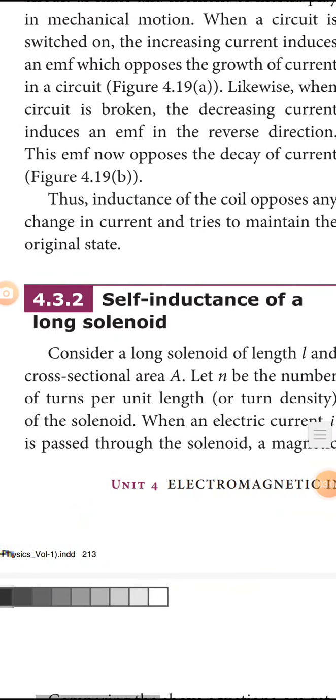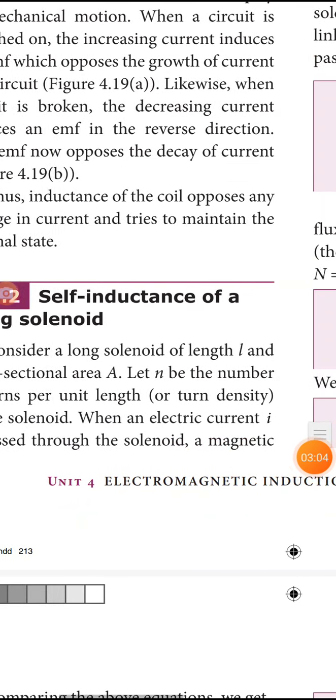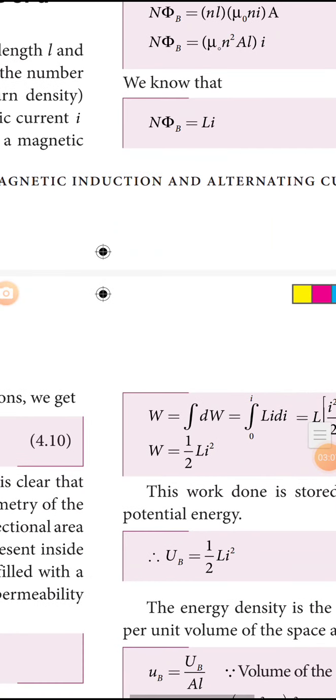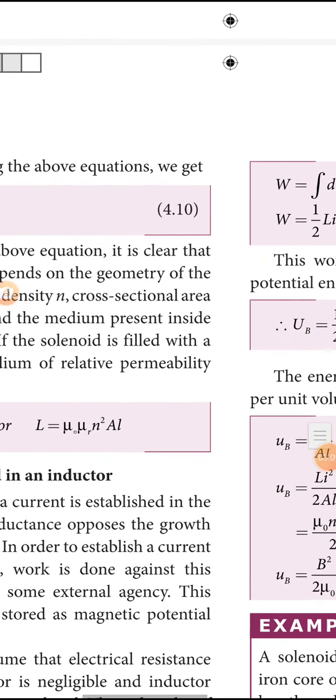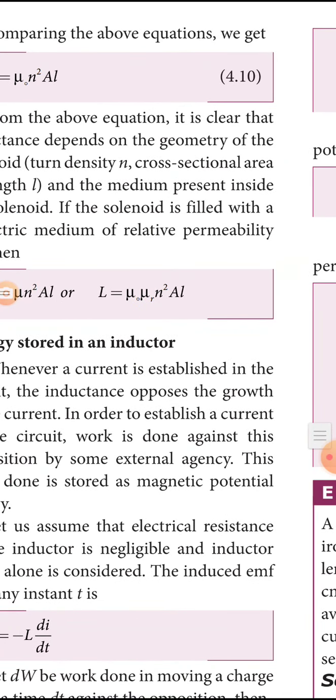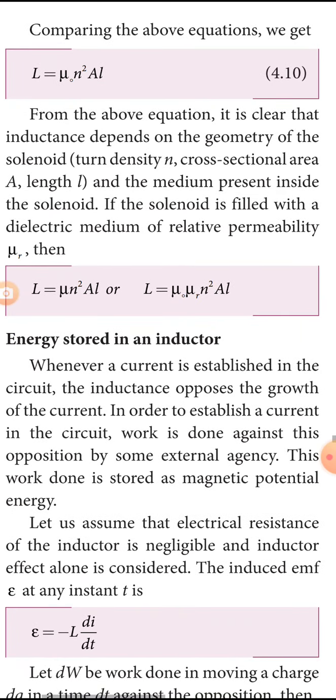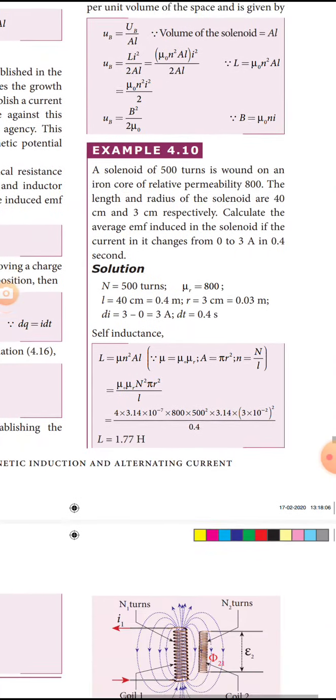And so this is the self inductance of a long solenoid. This is a 3-mark question. So you have to derive the equation for L. So L is obtained as mu naught mu r n square A l. So this is about self induction.